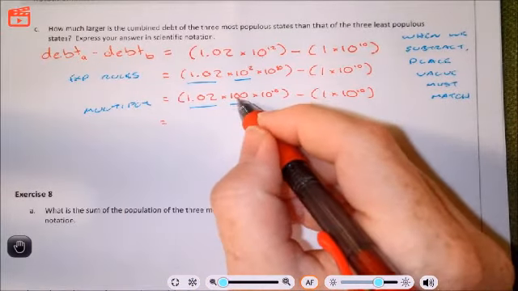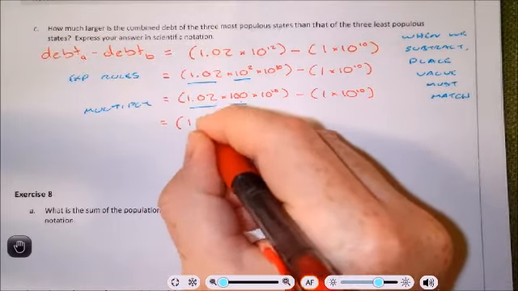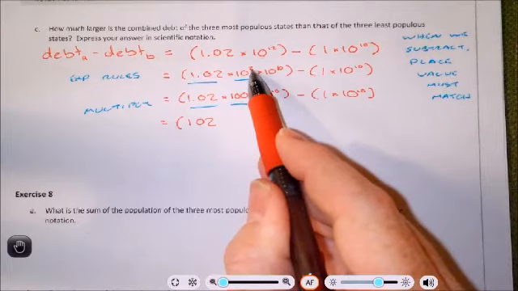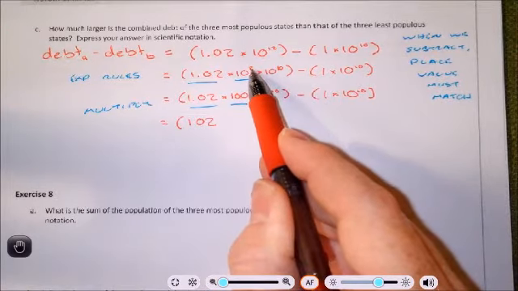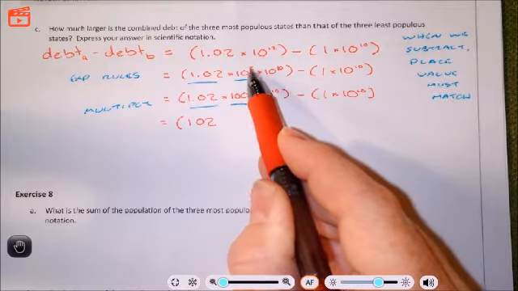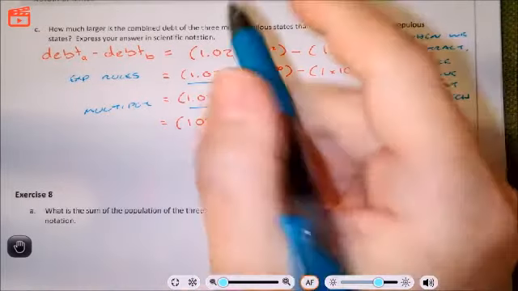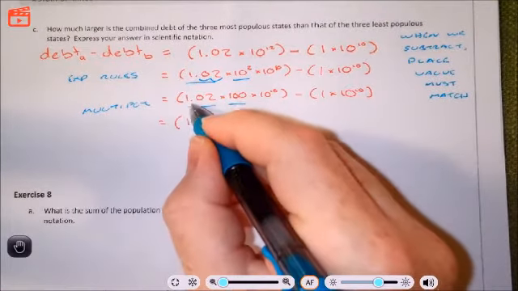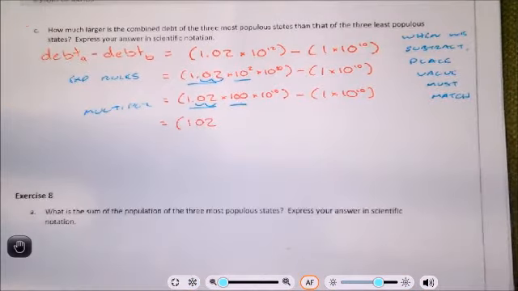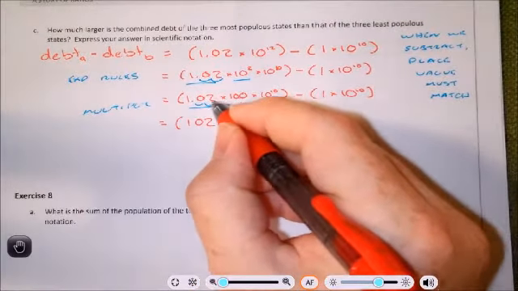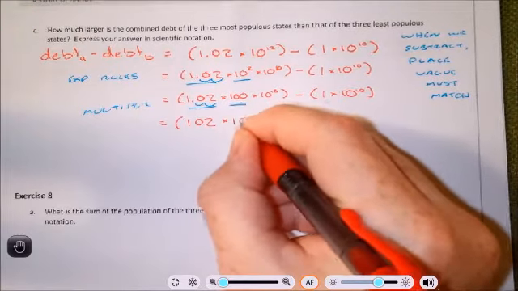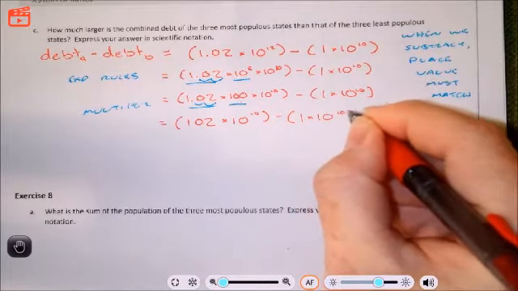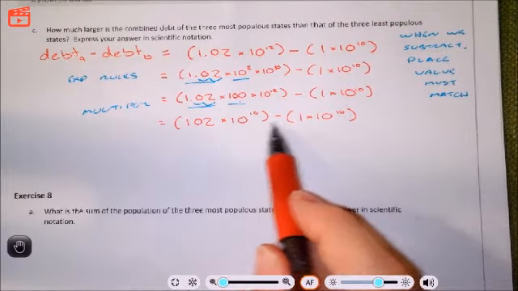1.02 times 10 squared, or times 100, whichever way you want to think about it, we get 102 because the decimal moves 2 spaces. And it's a bigger number because the exponent is positive. Because the exponent is a 2, the decimal jumps 2 spaces. Or because there are 2 zeros in 100, the decimal moves 2 spaces. So we get 102 instead of 1.02. And after we do that little trick, you'll find that the only exponents left are tens.